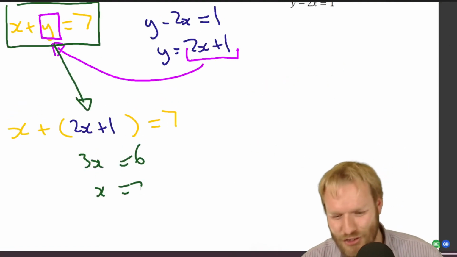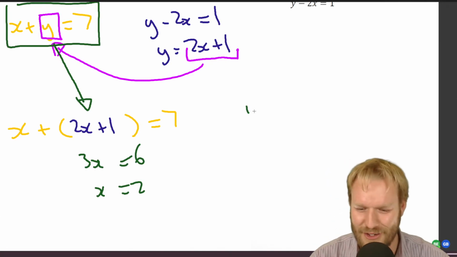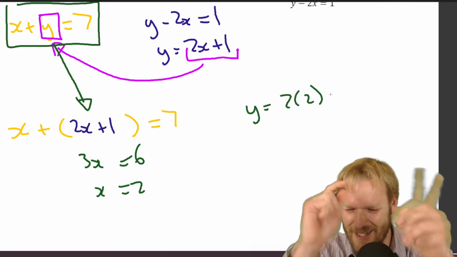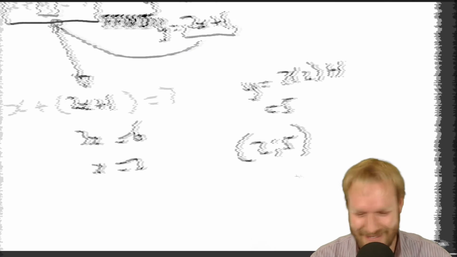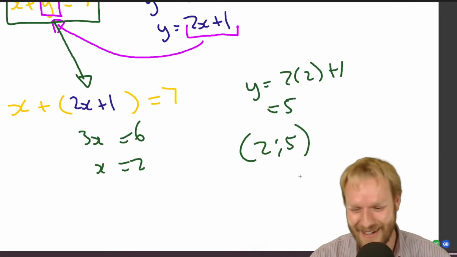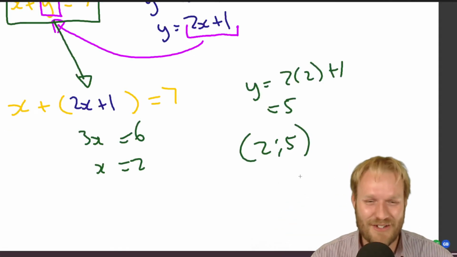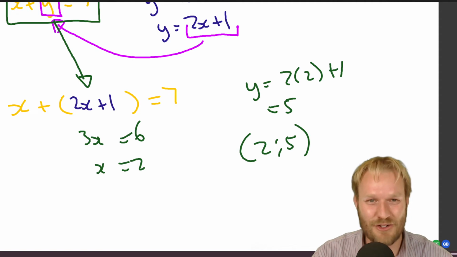And let's just go over all of that again. x was 2, and then y equals 2 times 2 plus 1. So that is what we got, 2, 5.